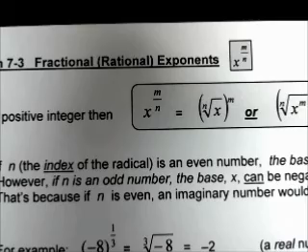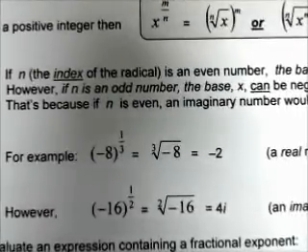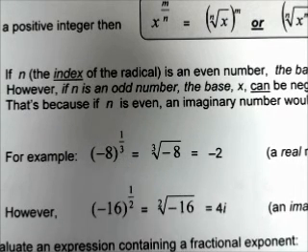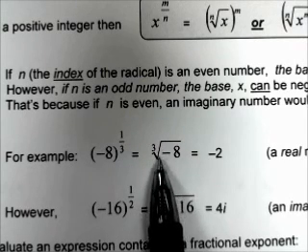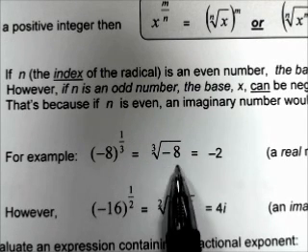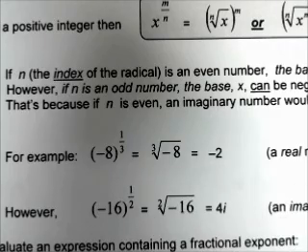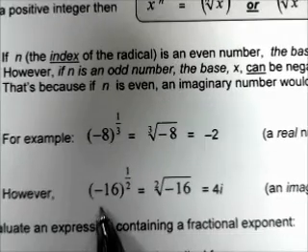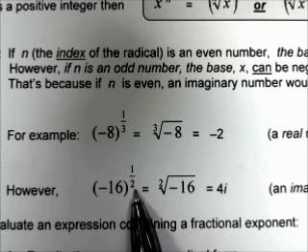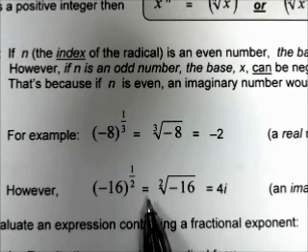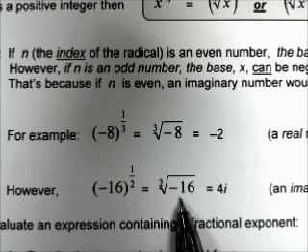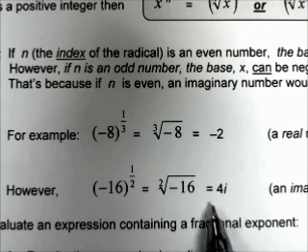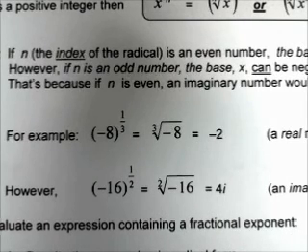That's because if n is even, an imaginary number would result. For example, if we have negative 8 raised to the 1/3 power, this is equivalent to the cube root of negative 8, and the cube root of negative 8 is negative 2, which is a real number. However, if we have negative 16 raised to the 1/2 power, this is equivalent to the square root of negative 16, and we know that the square root of negative 16 is equivalent to 4i, which is an imaginary number.